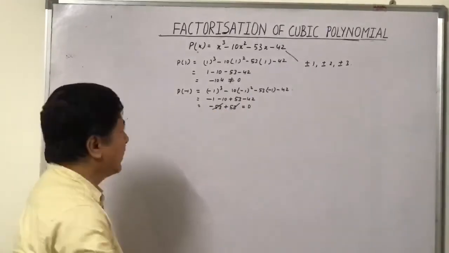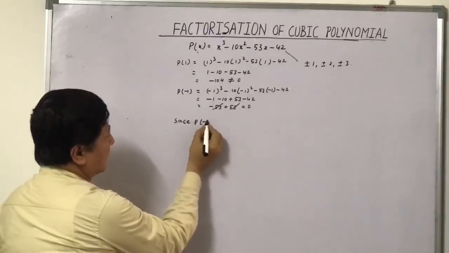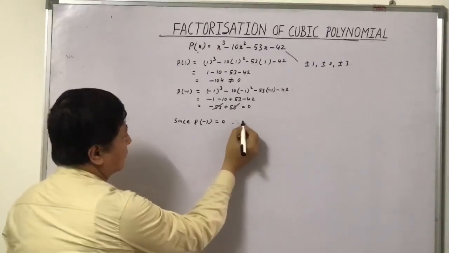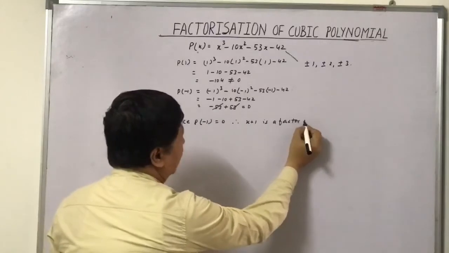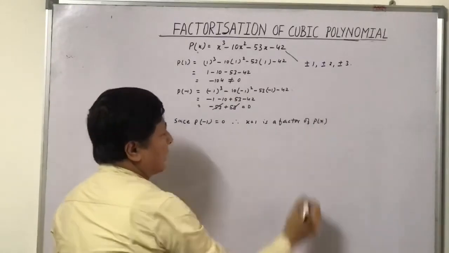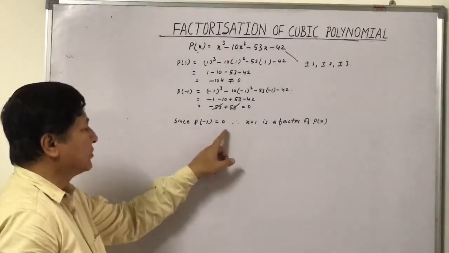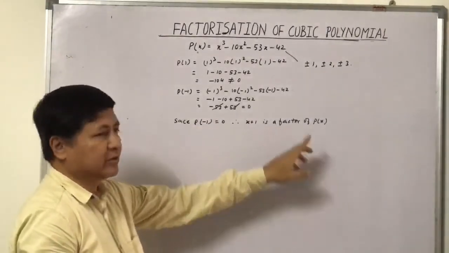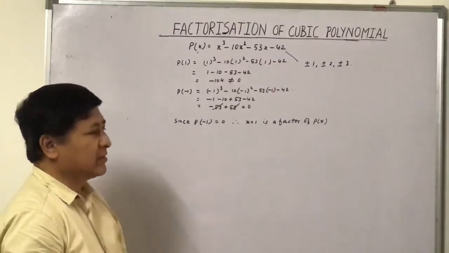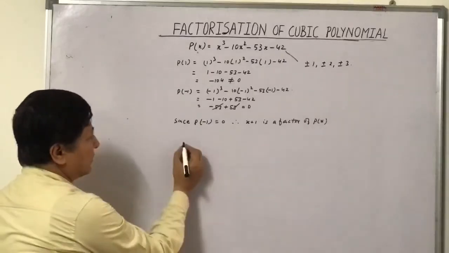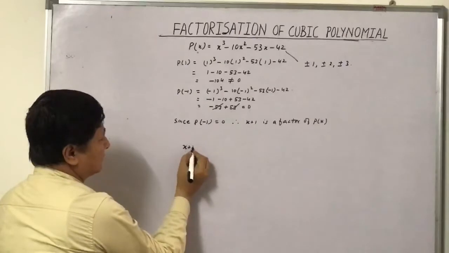So since P(-1) equals 0, therefore x plus 1 is a factor of P(x). Now, this is the factor theorem: if P(a) equals 0, then x minus a is a factor of P(x). Since here P(-1) is equal to 0, therefore x plus 1 is a factor of P(x). So now we'll divide this cubic polynomial by x plus 1.